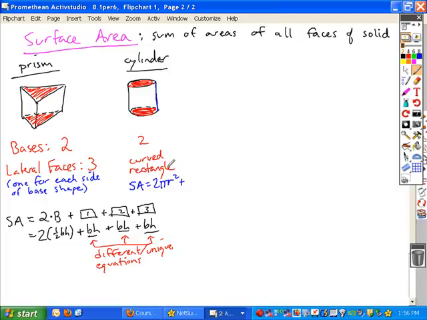Okay, and then we need to add this curved rectangle. Now, there's only 1 curved rectangle. If we took this and unrolled it, this measure is the height of our solid. And then this measure is the rotation about this circular base. What is that called? Circumference, which is equal to 2 pi r. So when you look at the area of this rectangle formed, you're basically looking at 2 pi r times h. Okay, so you can find a specific formula for the surface area of a cylinder. You shouldn't need to memorize this. You should be able to identify it or derive it just from looking at the figure itself. But if you wanted to write it down, this would be the general formula for the surface area of a cylinder.